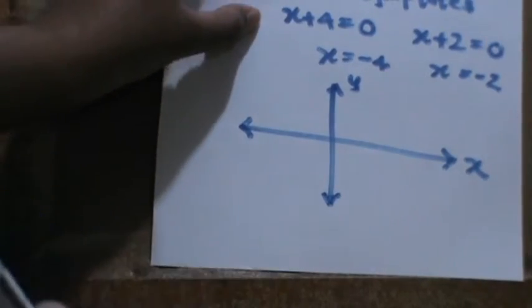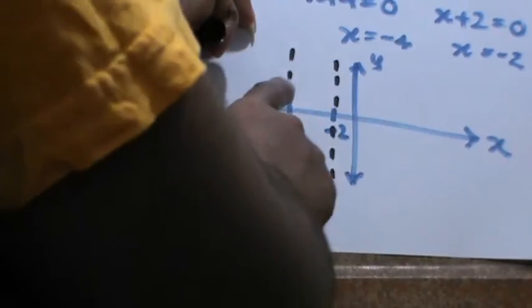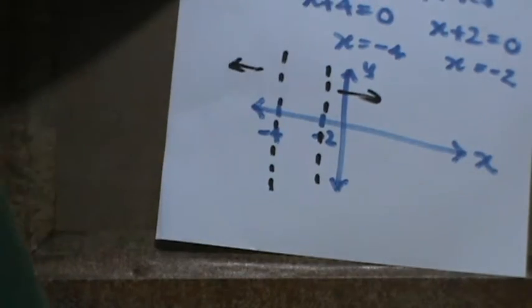Now if you draw this on a Cartesian axis, with x and y, one line will be at minus 4 and the other at minus 2. I'll mark this one as minus 4 and this one as minus 2, and draw the lines like this. Depending on the function, you will get some curve on each side of these lines, but I am not going to draw the graph here.